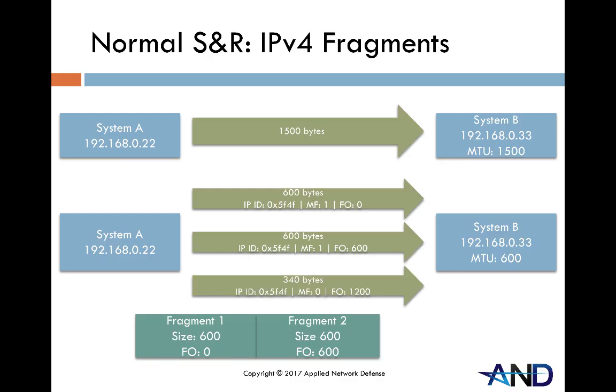We see it has the IP ID value of 5F, 4F, so we know it's associated with this fragment train. The more fragments bit is set to 0, which means there are no more fragments, so it's the end of the train. It's the caboose, if you will. And the fragment offset is set to 1200, accounting for the 2 fragments we've already received. Each of those was 600 bytes. We add that together, it's 1200, so the fragment offset is 1200.